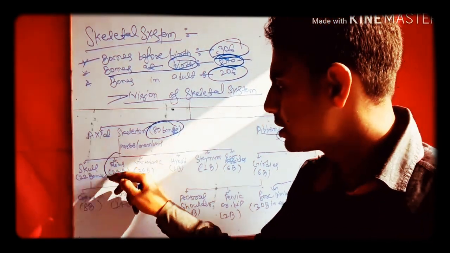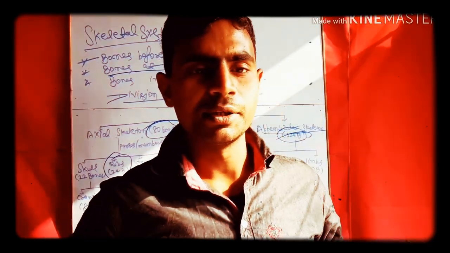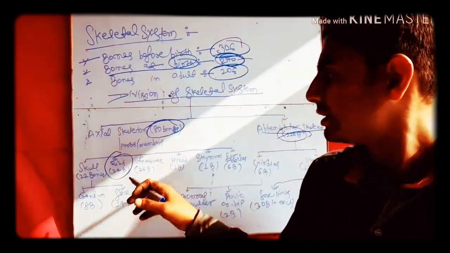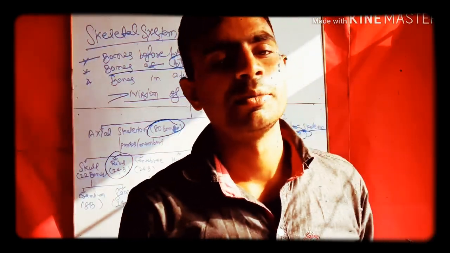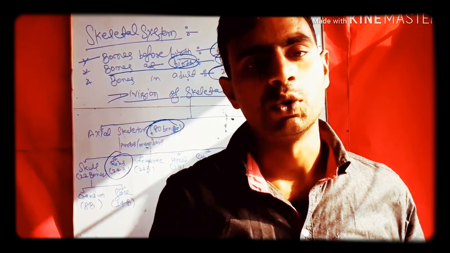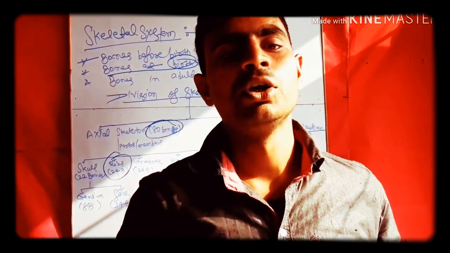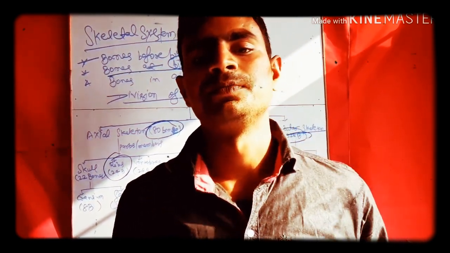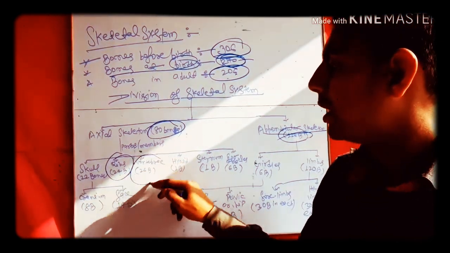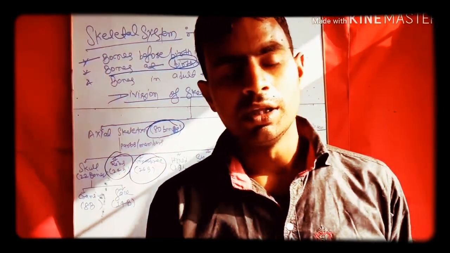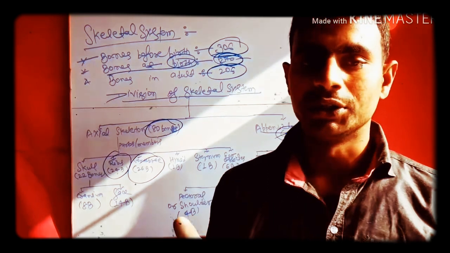After that, ribs. In that, 24 bones are present, because ribs are 12 pairs. Vertebra. In the vertebra, 26 bones are present.